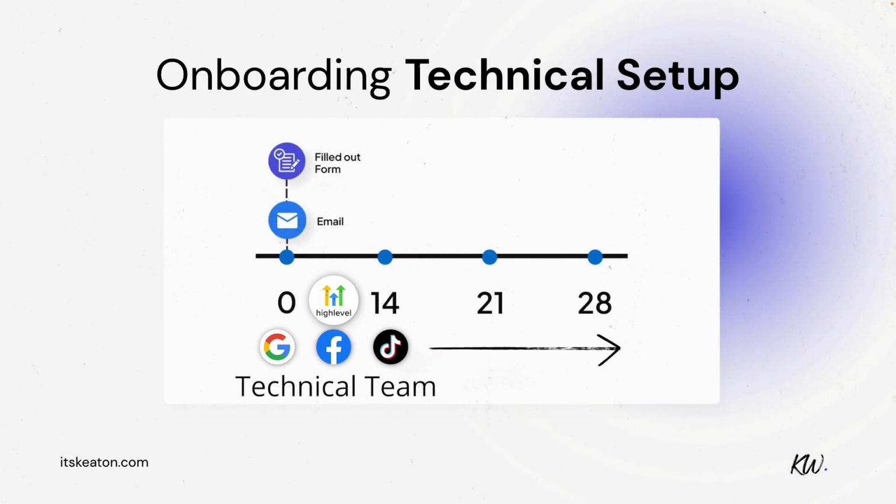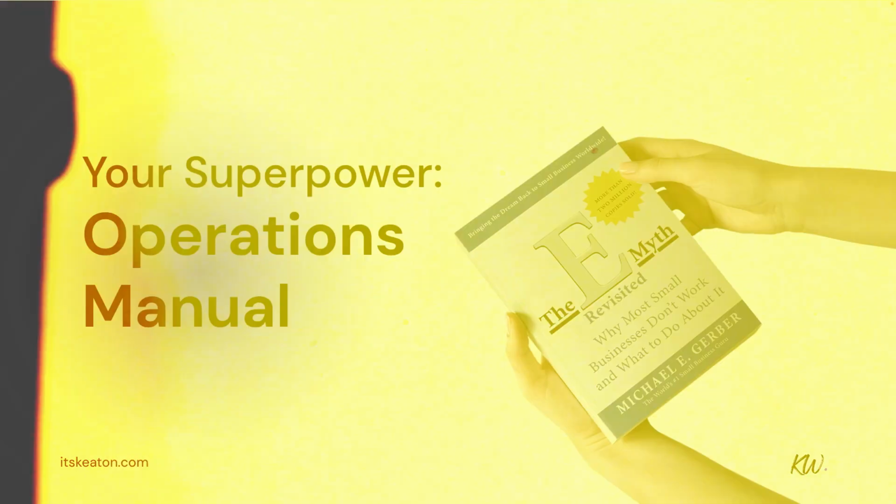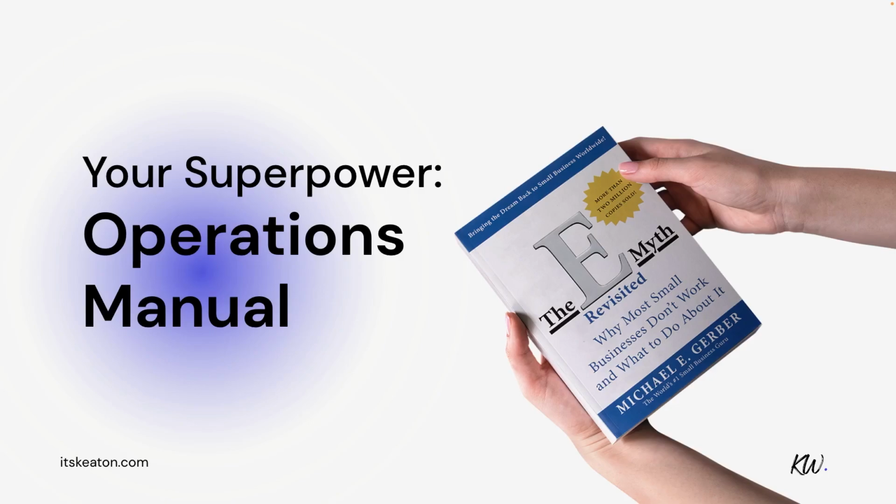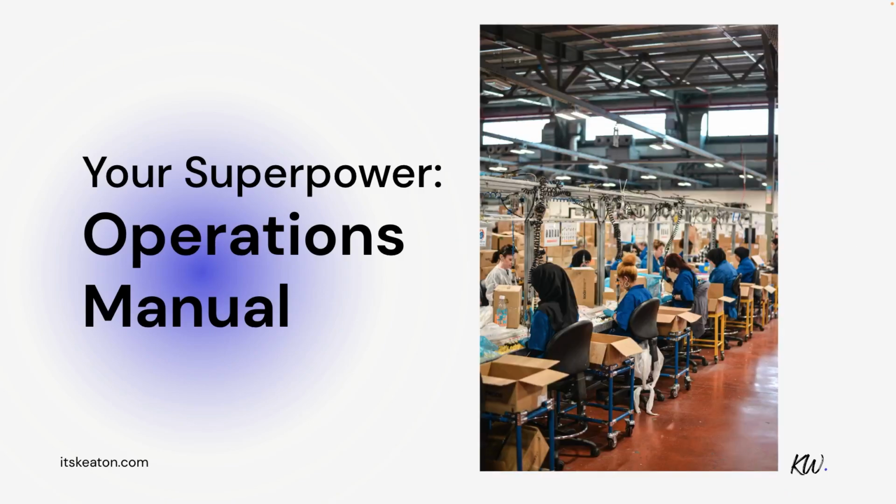All right, that's it for communications. This brings us to the technical setup. One book to help you with the principles we're about to discuss is the EMyth Revisited by Michael Gerber. In the book, he helps you see that every process in your business must function like an assembly line. One person does the task and passes it to the next person, which has a very specific role.